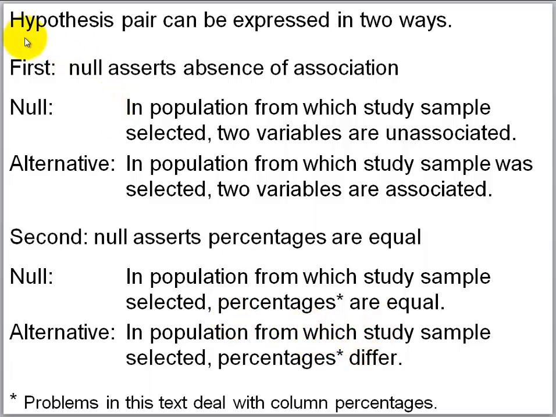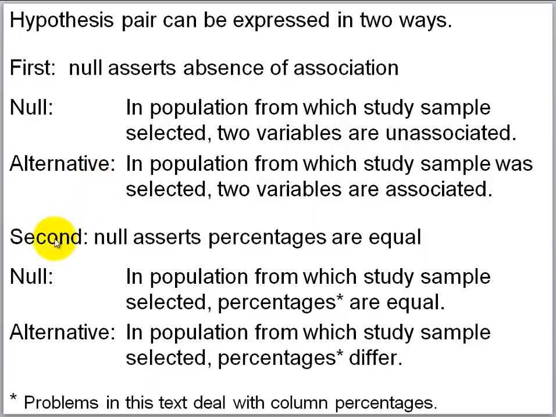With a chi-square test of independence, you really can think of the hypothesis pair in two ways. The first way to think of it is to conceptualize the null as asserting absence of association. So the null states that in the population from which the study sample is selected, two variables are unassociated, and then the alternative simply states the opposite. So in this population, two variables are associated.